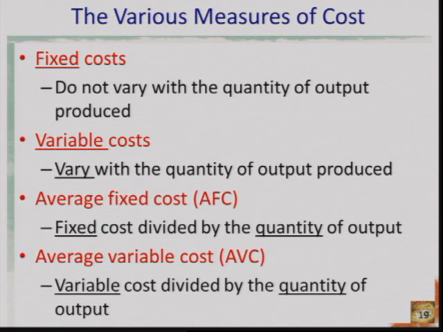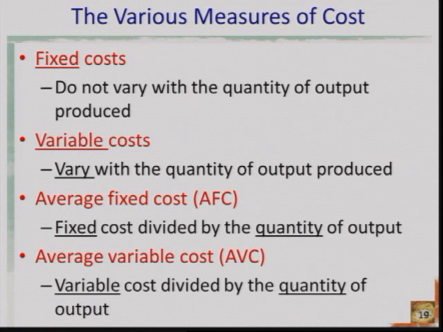Variable costs. Okay, these vary with the quantity of output produced. So if we are making more and more cookies, obviously we're going to need more ingredients. We're going to need more supplies. If you're going to be hiring more and more additional people, and paying them per hour of work, then that would be a variable cost as well.